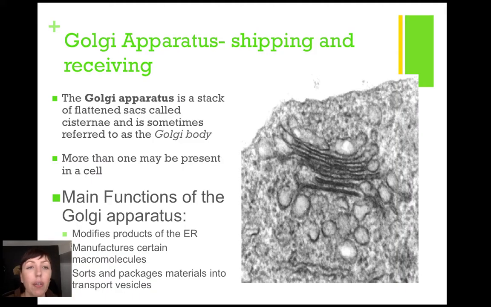Okay, so moving from the ER into the Golgi apparatus. The Golgi apparatus is often thought of as the shipping and receiving part of the cell. The Golgi apparatus is a stack of flattened sacs called the cisternae and is sometimes referred to as the Golgi body. So there can be more than one present within a cell, and the main functions are to modify the products of the ER, manufacture certain macromolecules, and sort and package materials into transport vesicles for transport either out of the cell or to other organelles within the cell.